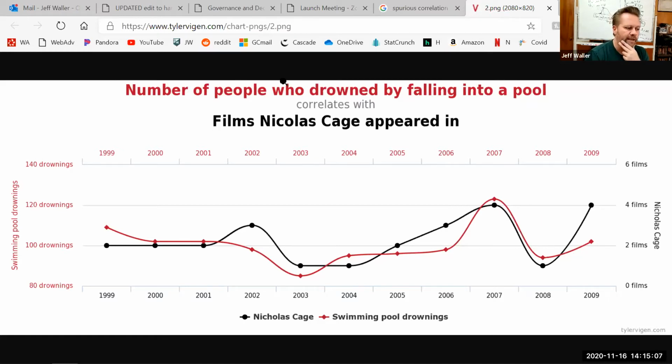All right, all right. But again, even if it did follow it, is that proof that if Nick Cage appears in more films, Nick, don't do it. You're going to make people drown. That's stupid, right? That is absolutely stupid. But there will be things that seem to be correlated that are just by chance.